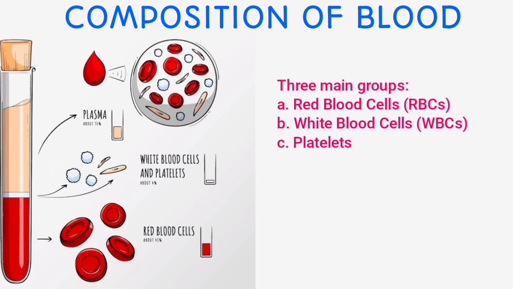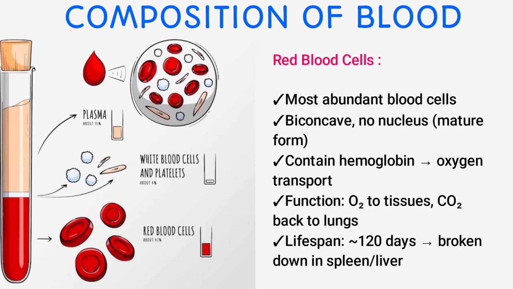Number 2, the formed elements. The remaining 45% of the blood consists of formed elements, which are the cells and the cell fragments. This includes A, the red blood cells, also called the RBCs or the erythrocytes. These are the most abundant cells in the blood. They are biconcave discs without a nucleus in their matured form, and their main function is to transport oxygen from the lungs to the tissues and carbon dioxide back to the lungs.